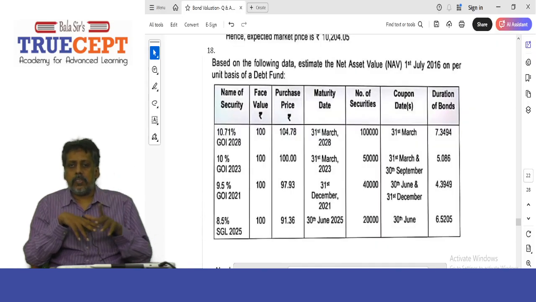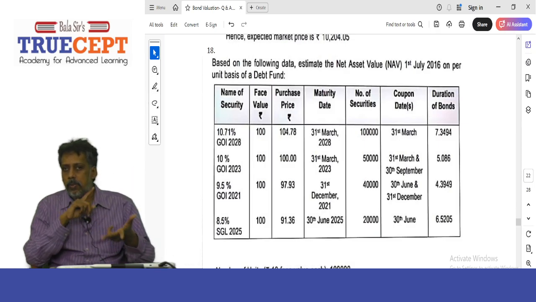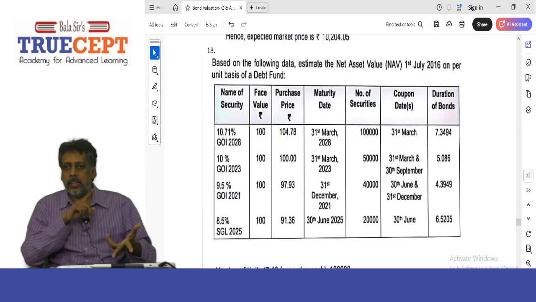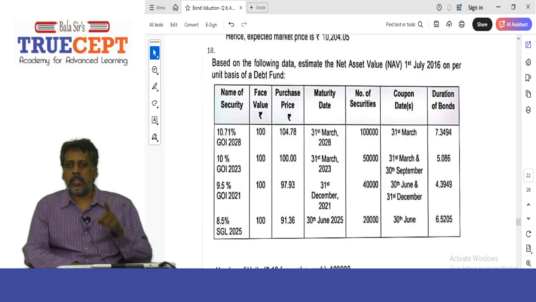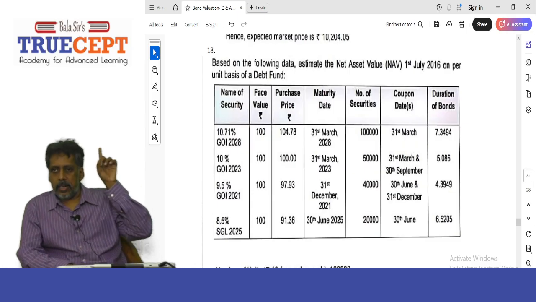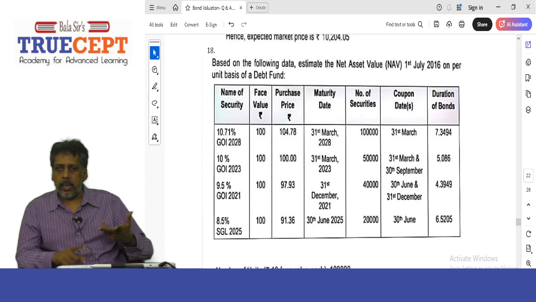Okay, so guys, we want to start with question number 18 from the handout. This sum is a combination of bond valuation and also the mutual fund chapter. Now, you have been asked to calculate the net asset value of a fund investing their money in debt instruments. Yes, it is a debt fund. You are supposed to calculate the NAV for this particular fund.